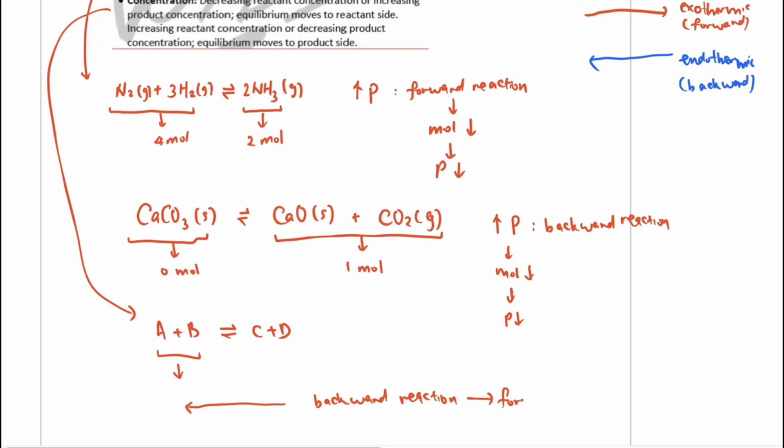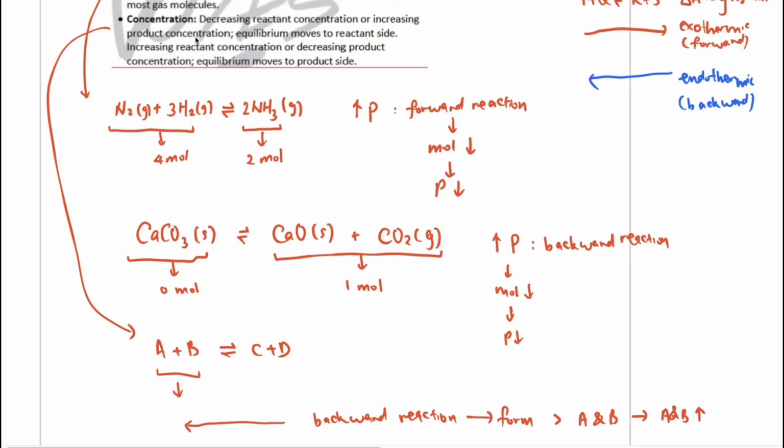Form more A and B, and after that the A and B increase in concentration, so that opposes the change. You decrease the concentration of reactants. Then all this happens, and then the concentration of A and B is increased back. That is opposed to change.